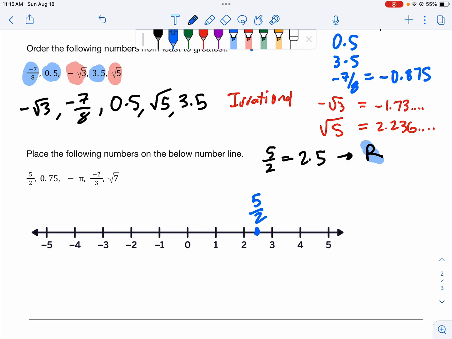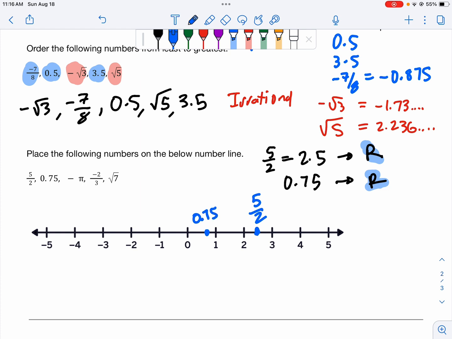My next number is 0.75. 0.75 is a decimal that terminates, so I automatically know that that's rational without any effort. So 0.75 is going to lie between 0 and 1. I'm going to put that here, closer to 1 than 0, so it's going to sit right there.